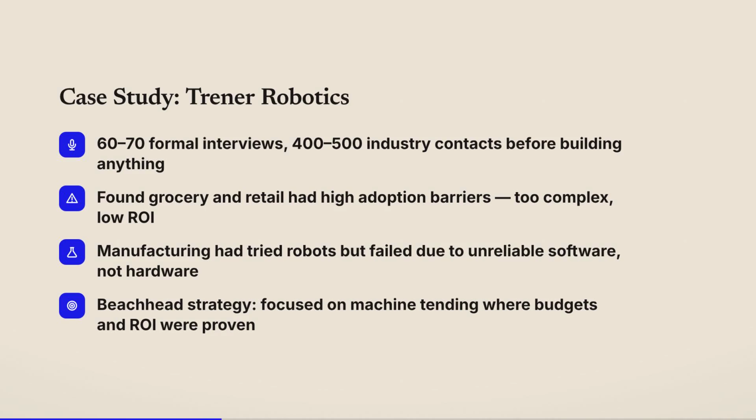First, they identified that grocery and retail had high adoption barriers, too much complexity, too little ROI. Second, they found that manufacturing companies had already tried deploying robots but failed because the software wasn't reliable enough. Third, they realized the urgent need was not better hardware. It was software that made existing hardware work reliably.